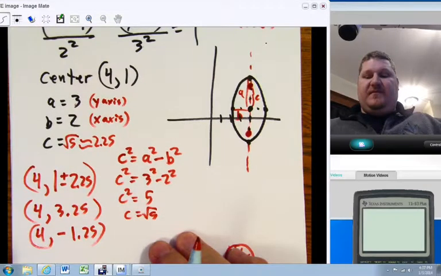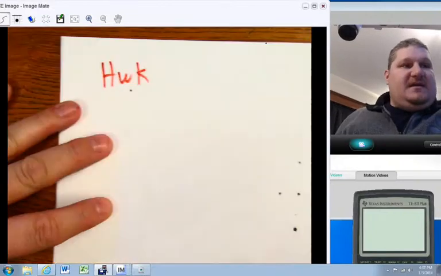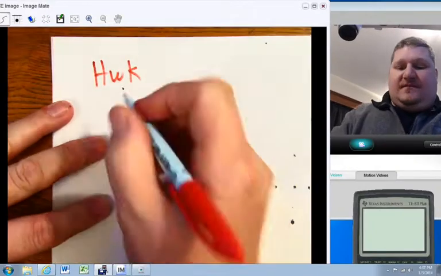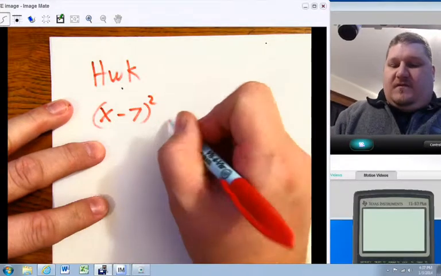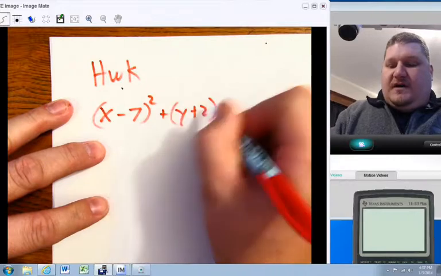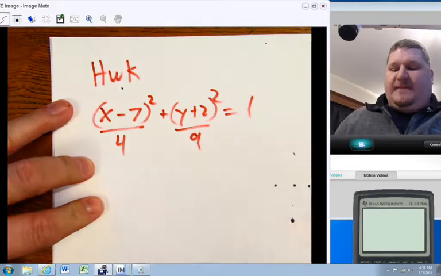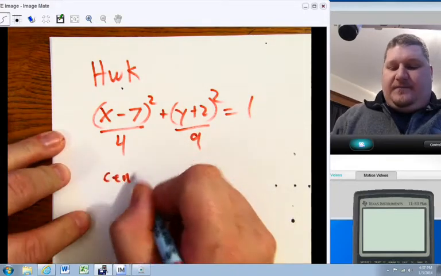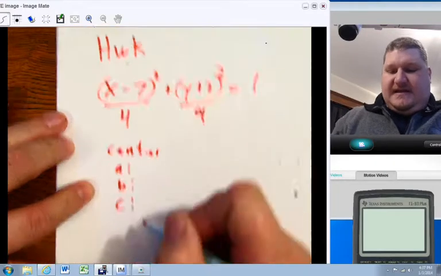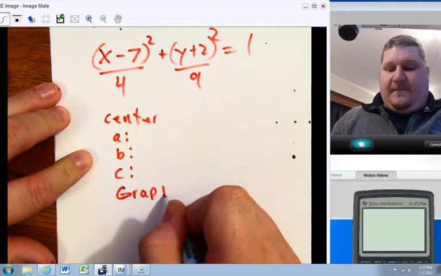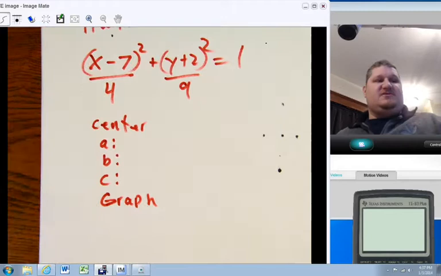Your job is to do some homework. Your homework is to graph the following ellipse: (x minus 7) quantity squared over 4, plus (y plus 2) quantity squared over 9, equals 1, and find the center, the A, the B, the C, and the graph. So that is the homework for this section. Make sure you pause and put that together.